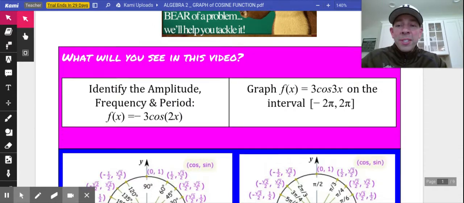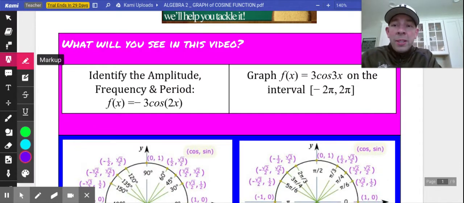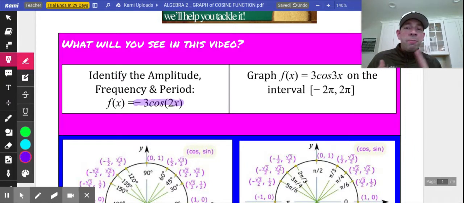So again, what are our goals today? At the end of the video, we're hoping that we could look at an equation like this and, without doing any fancy work, identify amplitude, frequency, and period. And we're also going to be able to graph this function completely by hand over the interval negative 2 pi to 2 pi. So those are our big goals today.